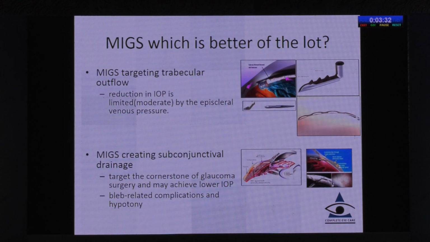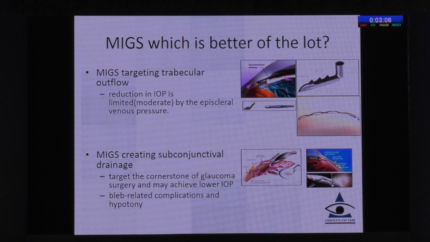Now we have so many options to choose from, so it's a difficult decision to say which is better out of the lot. So let's see each one of them. The implants which are basically targeting the trabecular outflow are limited by the episcleral venous pressure. So surgeries like Trabectome and the iStents are limited by the episcleral venous pressure, so they are not very efficacious.